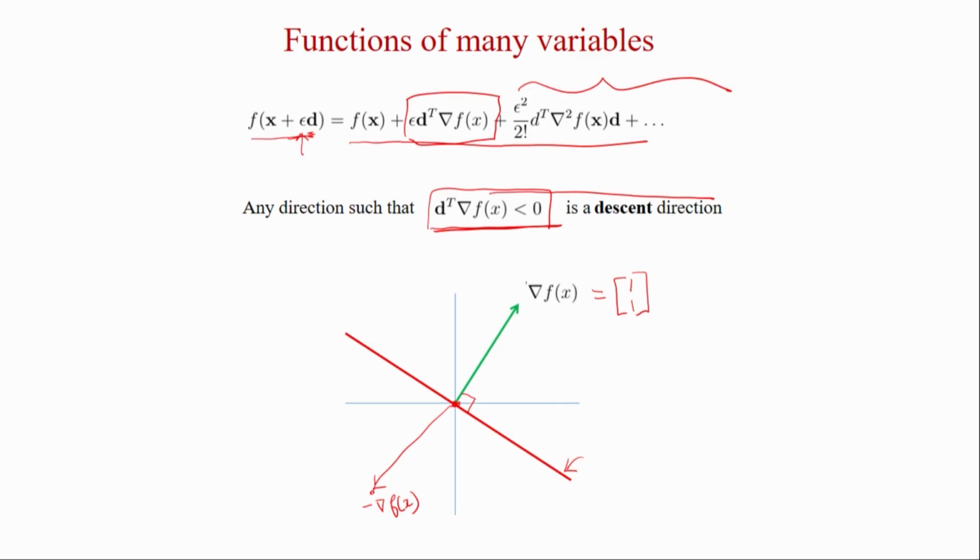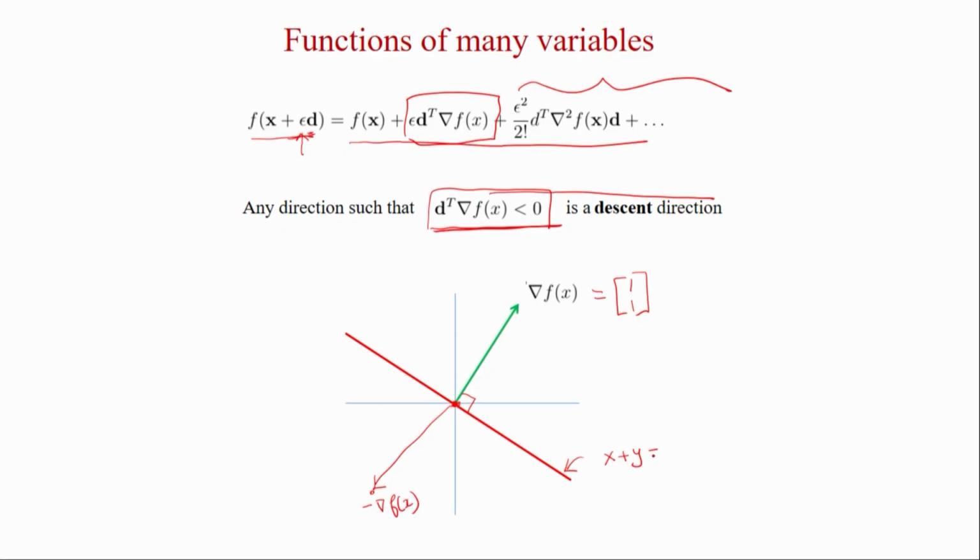You said something. So this is x plus y equals 0, right? So if I had to write it in dot product terms, this is x, y transpose dot product 1, 1 is 0, right?